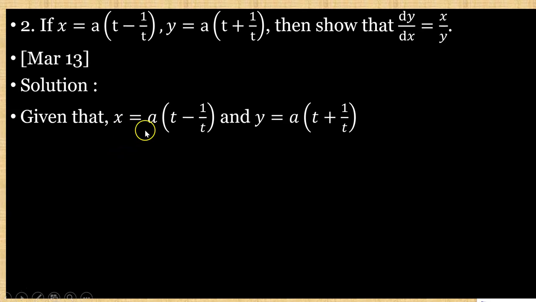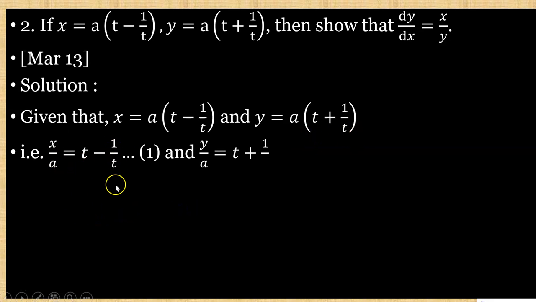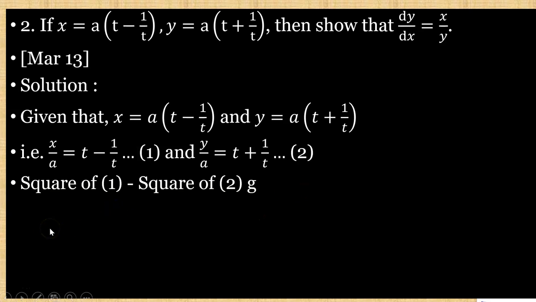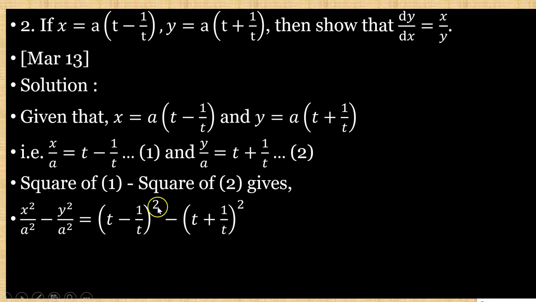Given that x is equal to a in bracket t minus 1 upon t and y is equal to a in bracket t plus 1 upon t, x upon a is equal to t minus 1 upon t. This is equation number 1. y upon a is equal to t plus 1 upon t. This is equation number 2. Squaring equation number 1 and subtracting the square of equation number 2 gives x square upon a square minus y square upon a square is equal to bracket t minus 1 upon t squared minus bracket t plus 1 upon t squared.